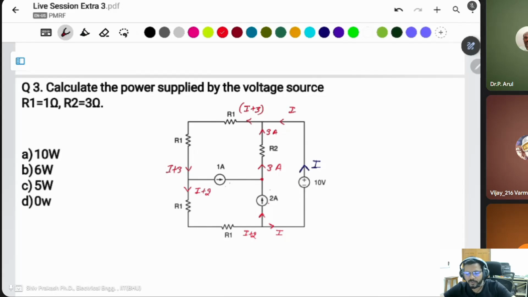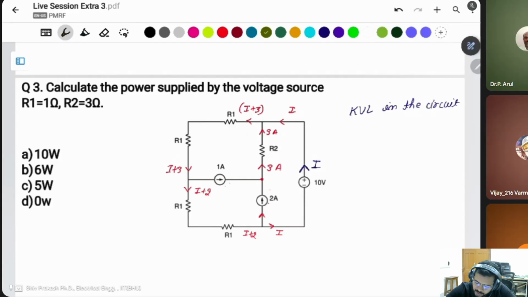Okay. Then we have to find the current I. How can you find it? There is a single variable, current I. That means you need a single equation. If you have a single equation, you can find the current. How can we use KCL and KVL in this case? We have to apply KVL.